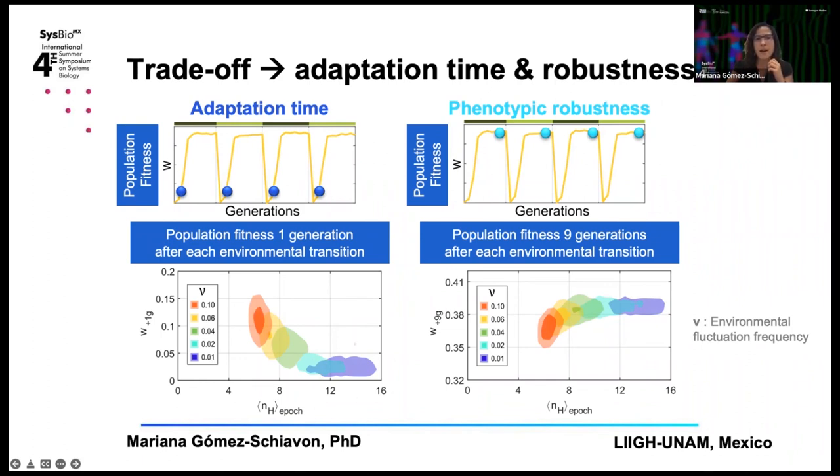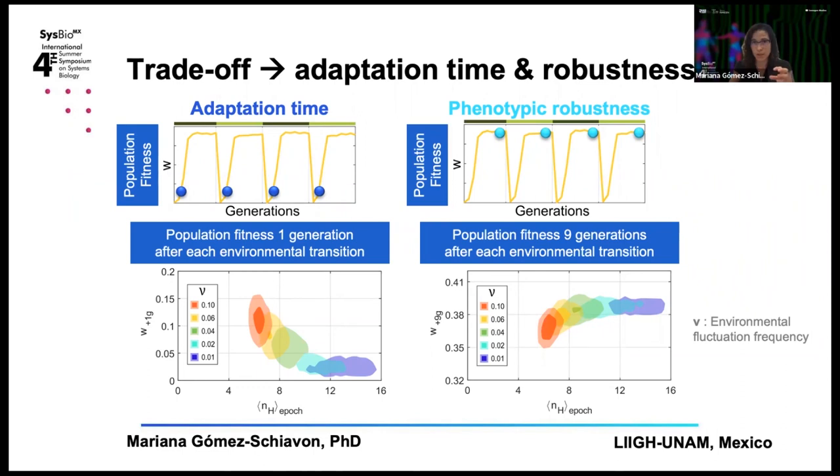As the environment becomes slower, that is, getting darker in this plot, you can see that you don't only select for higher Hill coefficient values, as we observed in the previous plot, but also that this results in a decrement in the adaptation time. The fitness that you have just one generation after the transition is lower, but at the same time, the fitness that you have after nine generations becomes higher. So it's pulling you in opposite directions.